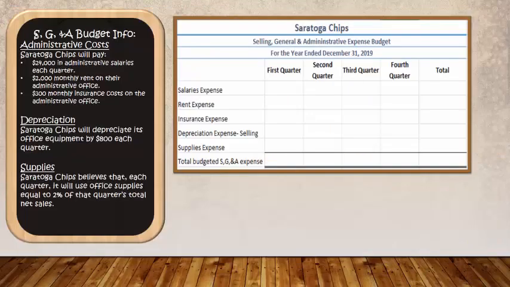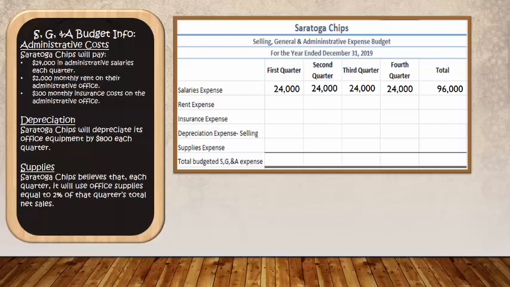Here is our SG&A budget. This one is basically given to you in the information. We start with our administrative costs, and we know that Saratoga Chips will pay $24,000 in administrative salaries each quarter. We simply take that $24,000 and we fill in each quarter in our salaries expense row. Saratoga Chips is going to pay a total of $96,000 in administrative salaries during the year.